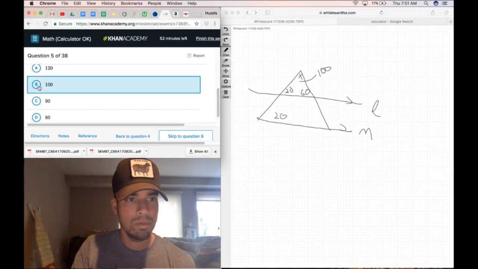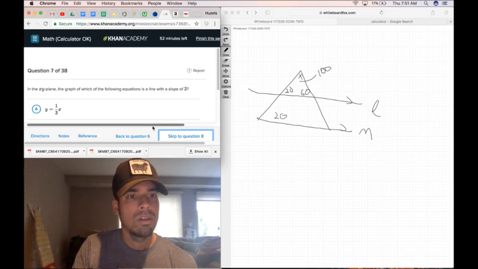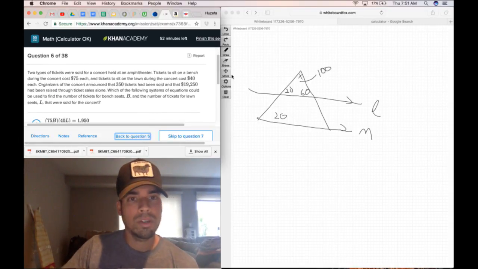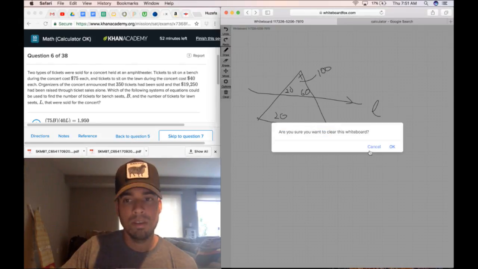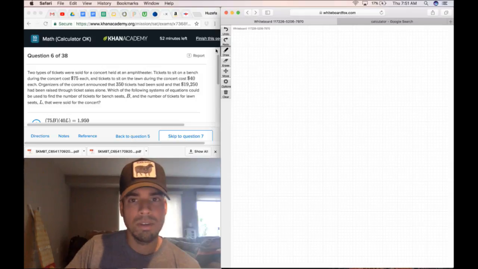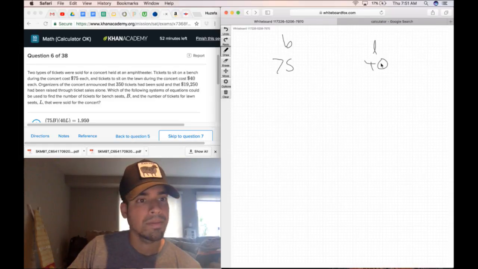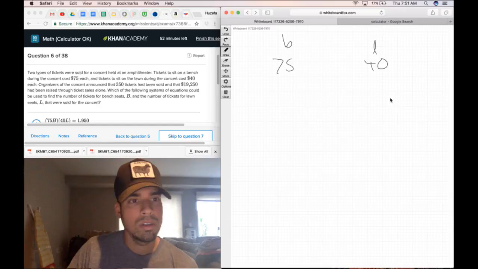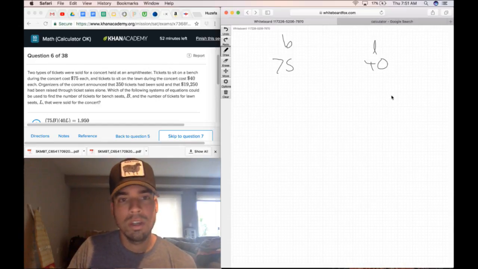Oops. Back to question 6. Two types of tickets were sold for a concert held in an amphitheater. Tickets to sit on a bench cost 75, and lawn costs 40. They announced that 350 tickets had been sold. This is a system of equations.